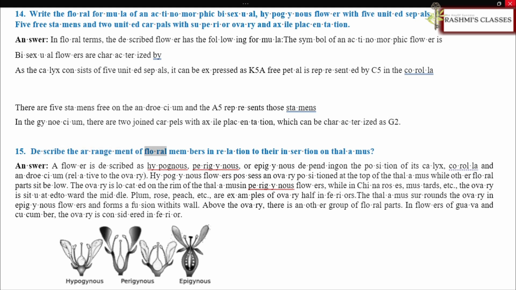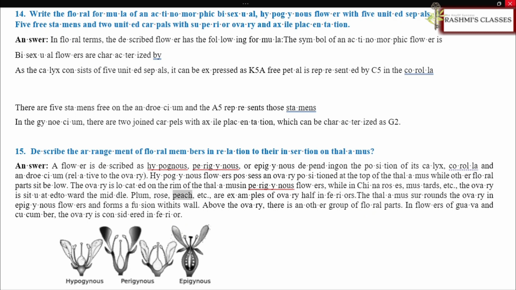Describe the arrangement of floral members in relation to their insertion on thalamus. Answer. A flower is described as hypogynous, perigynous, or epigynous, depending on the position of its calyx, corolla, and androecium relative to the ovary. Hypogynous flowers possess an ovary positioned at the top of the thalamus, while other floral parts sit below. The ovary is located on the rim of the thalamus in perigynous flowers, while in China roses, mustards, etc., the ovary is situated toward the middle.